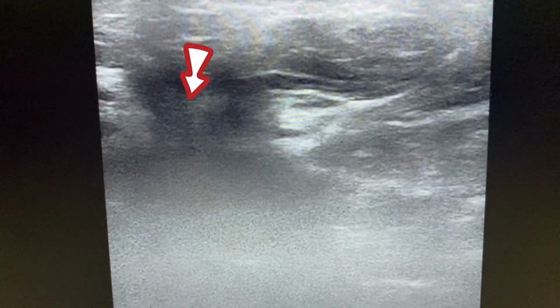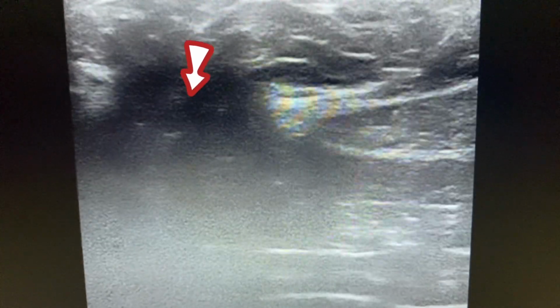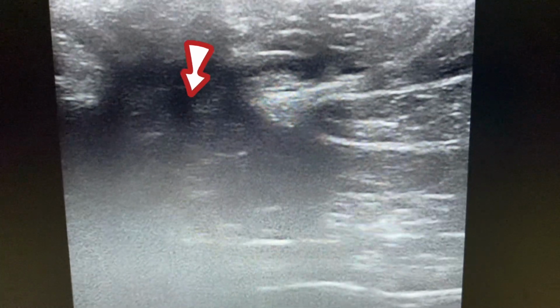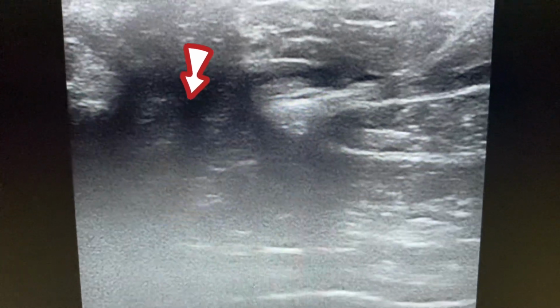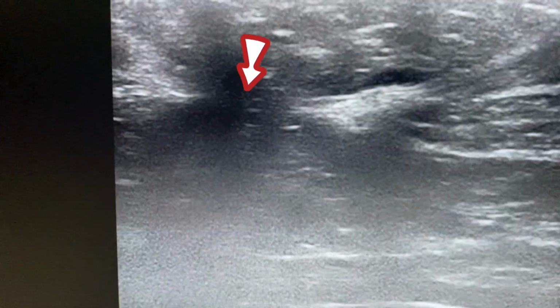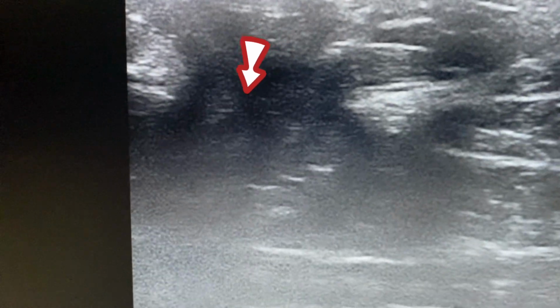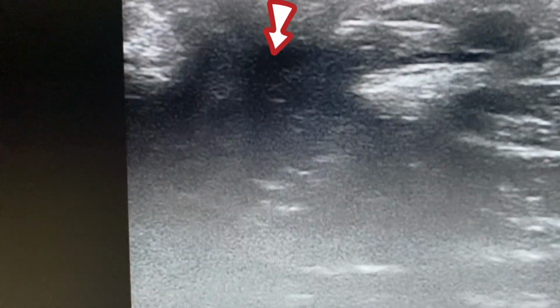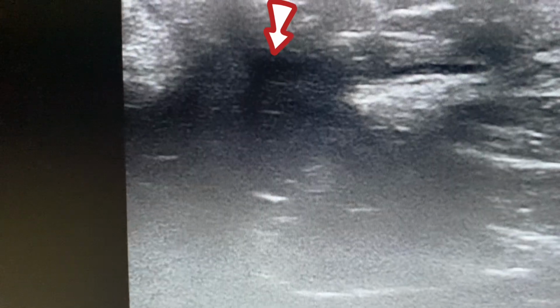And there is a part of the intestine also obstructed here, which separates the bilateral ends of the anterior abdominal wall muscles.